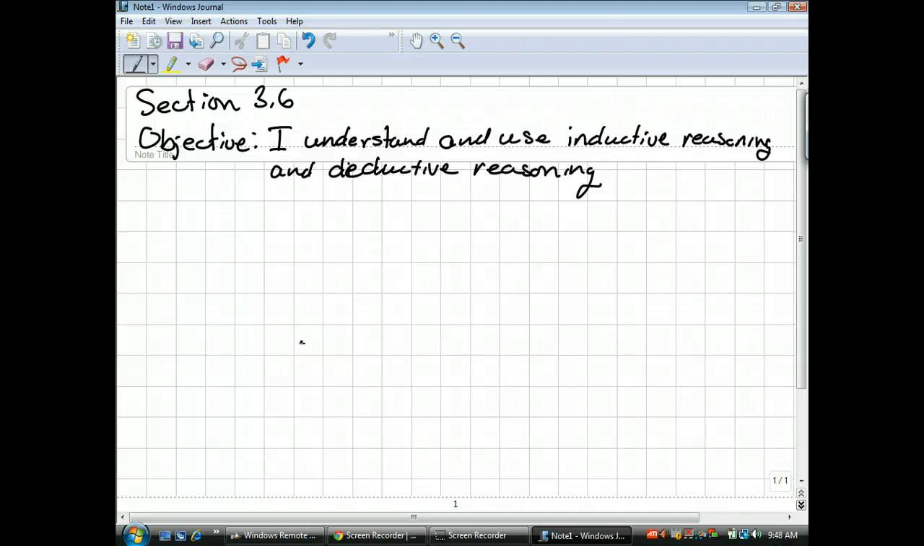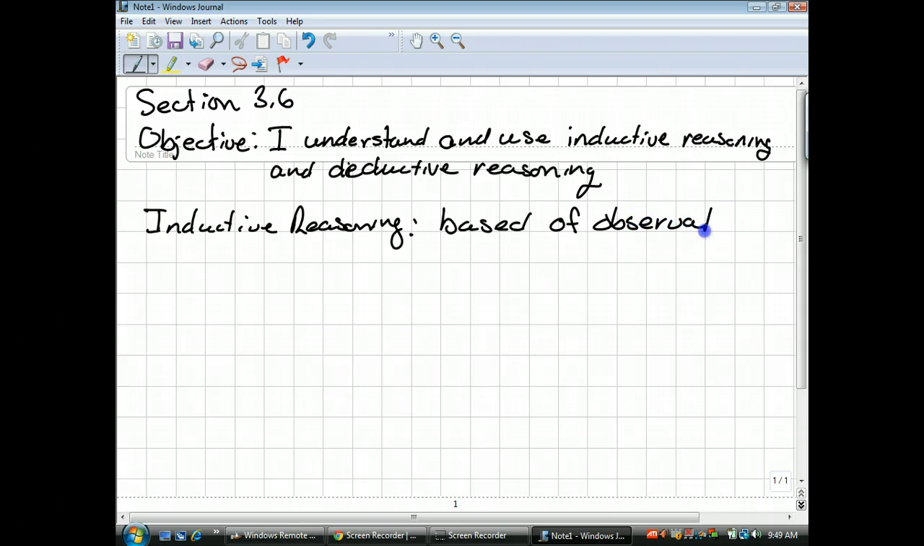Section 3.6, our objective today is to understand and use inductive reasoning and deductive reasoning. So first, our definitions. What is inductive reasoning? Well, inductive reasoning is reasoning based on observation. So it's based on observations of past occurrences, or another way to say it, it's based on observed patterns. Okay. And the important thing about inductive reasoning is that your conclusions are not always true.